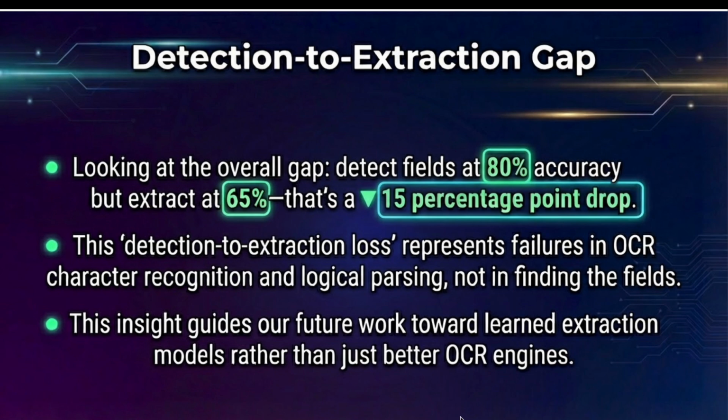Looking at the overall gap, we detect fields at 80% accuracy but extract at 65%. That's a 15% point drop. This detection to extraction loss represents failures in OCR character recognition and logical parsing, not in finding the fields. This insight guides our future work toward learned extraction models rather than just better OCR engines.